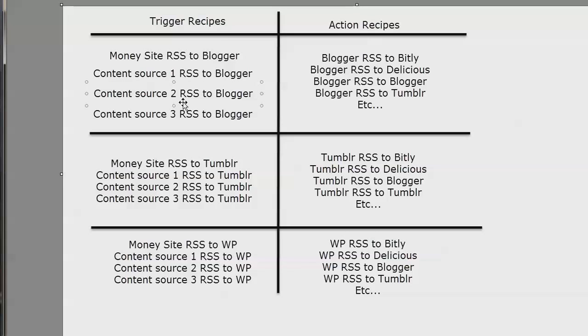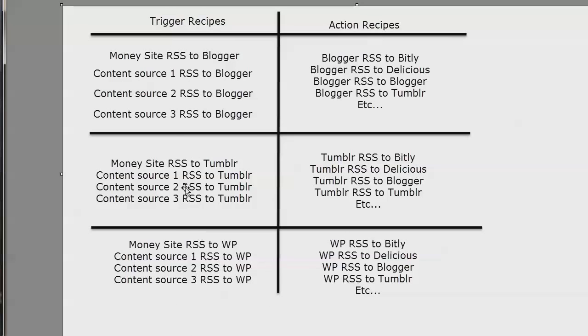I encourage that. All right, so anyways, once you've set up your action recipes for each ring, you're done with that. You don't need to do anything else with that. It's just your trigger recipes, which each one are going to have your money site RSS feed on the Tier 1 level. Then when you're pushing out to Tier 2, you're going to add in the additional content sources as additional trigger recipes.